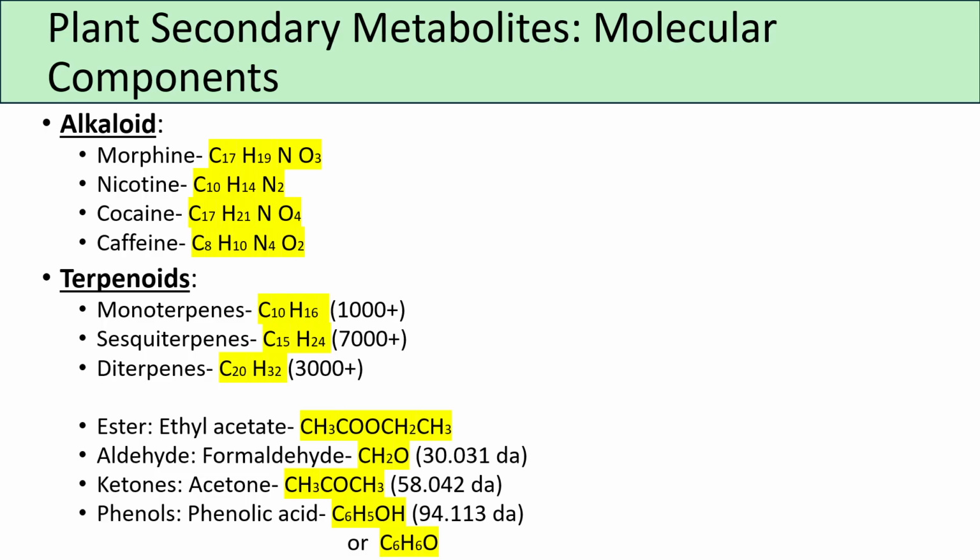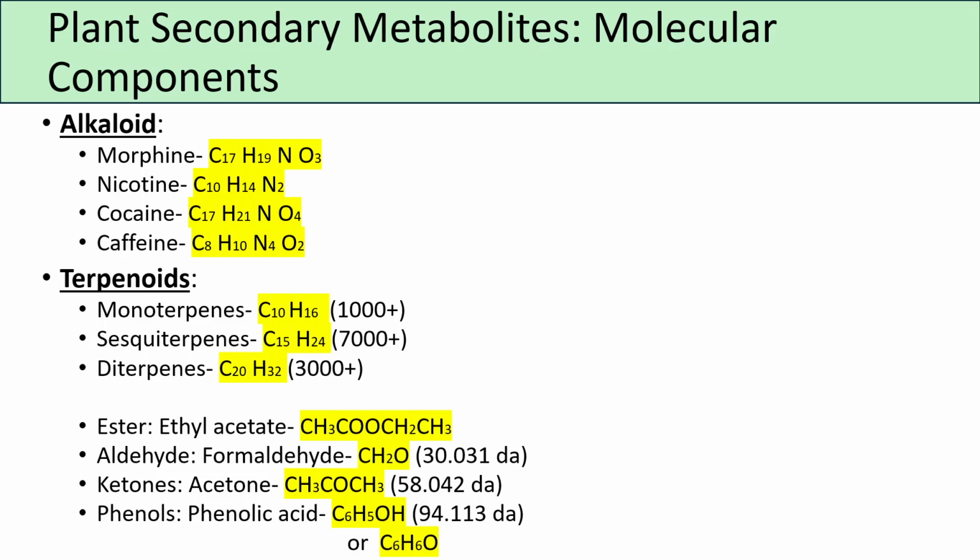Morphine, nicotine, cocaine, caffeine are just a very few of the alkaloids. And as you notice, all of these are built on carbon, hydrogen, and oxygen, with the alkaloids having a nitrogen component. Terpenoids are the next group, and there are many groups of terpenoids.